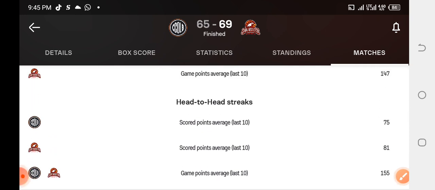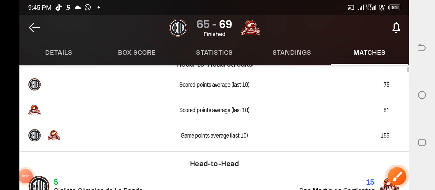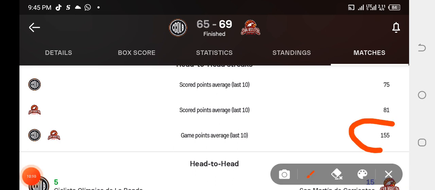Okay, let us check the next chapter, which is their head-to-head streak. Okay, the game point average in the last 10 games total actually accumulated to 155. And don't forget, in the last 10 games with other teams, we can see that the average game total points ended up as 154, and here we are having 155. Okay, now let us assume that we want to predict this particular game, as maybe the bookmakers are providing the market for over 145, 146, 147.